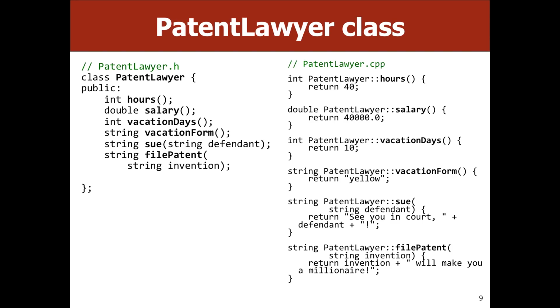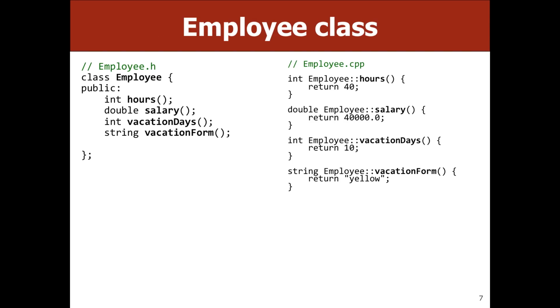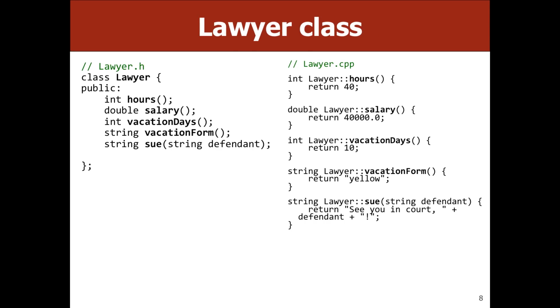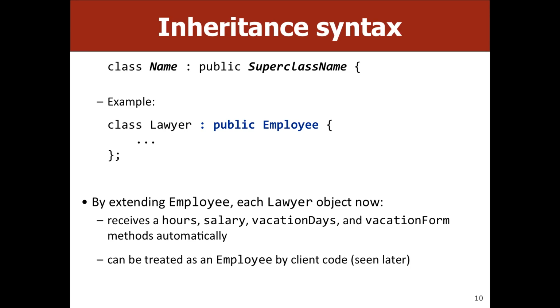But in a case like this, we don't have a great way for your patent lawyer to directly call employee. So that's why we have this whole inheritance relationship, so that you can take advantage of this shared common behavior. What that usually looks like in code is you would have class, whatever your name is, like lawyer, and then this colon, which you can read as the Java keyword extends. They didn't want to make it an actual word for historical reasons, but they used a colon. It just means extends, public, and then superclass. So this would look like class lawyer extends public employee.